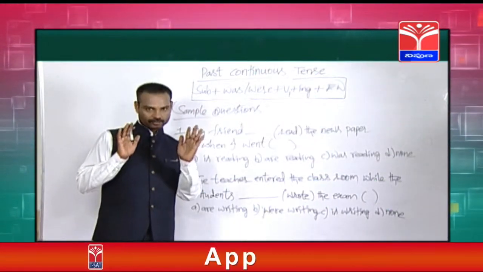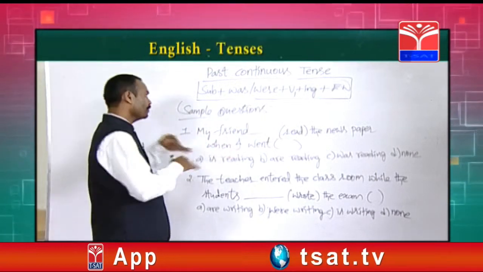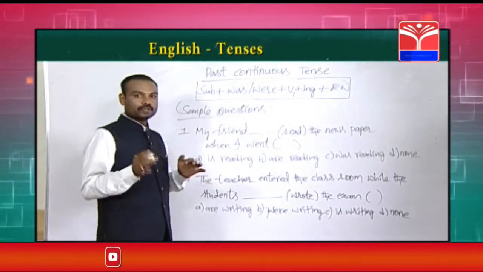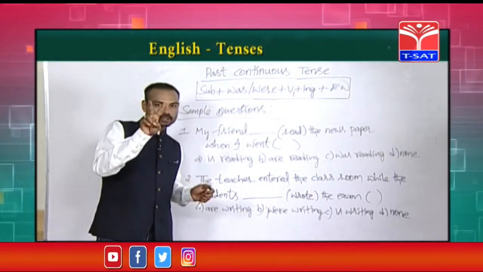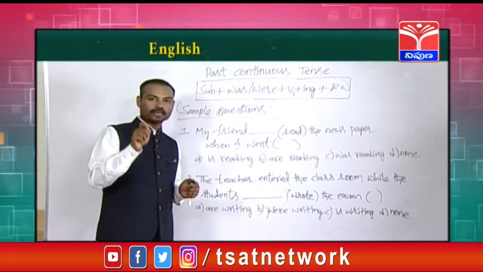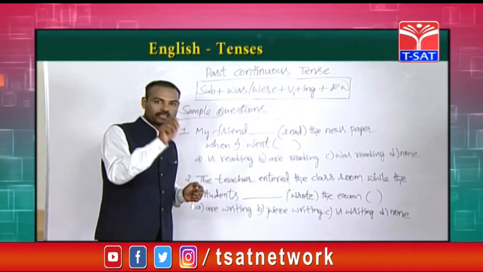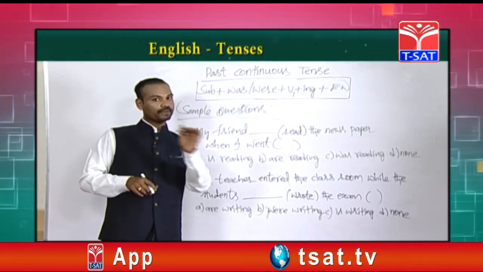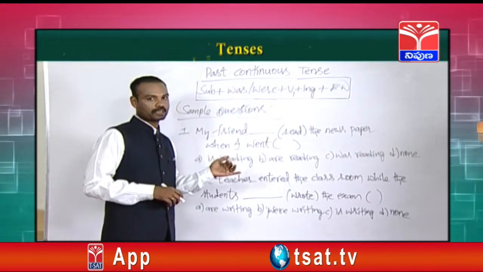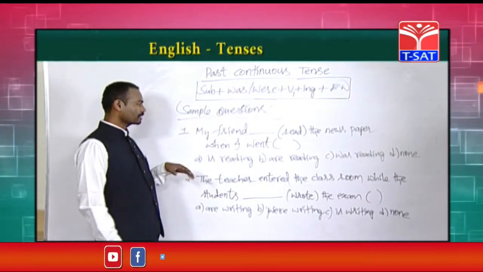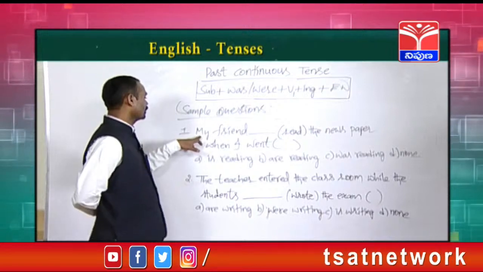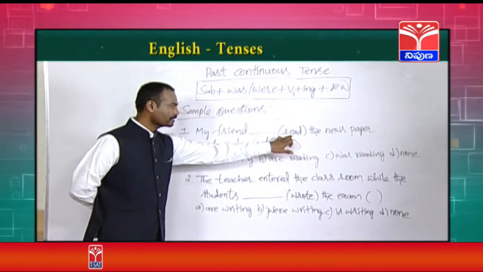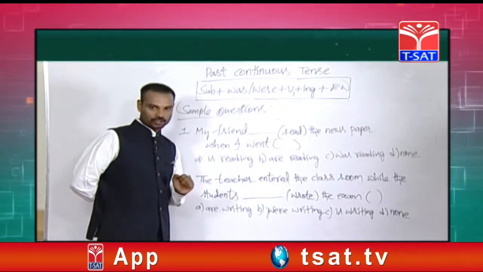Friends, did you understand very clearly about past continuous? Now I am going to show you some sample questions from past continuous tense. In past continuous there are two keywords, two symbols. They are when and while. When and while are the keywords, the symbols of past continuous tense. With the help of these keywords only we can find out the sentence. So here are some sample questions. Example number 1. My friend dash, under the bracket read, the newspaper when I went.